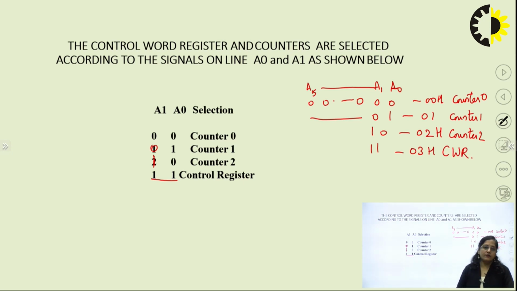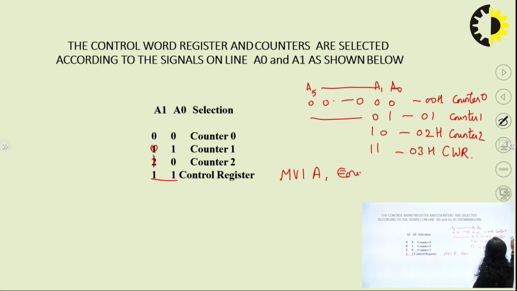So when we have to write a program for interfacing, or initialize the 8253, in that case we have to first load this value, that is, our control word register has to be written first.